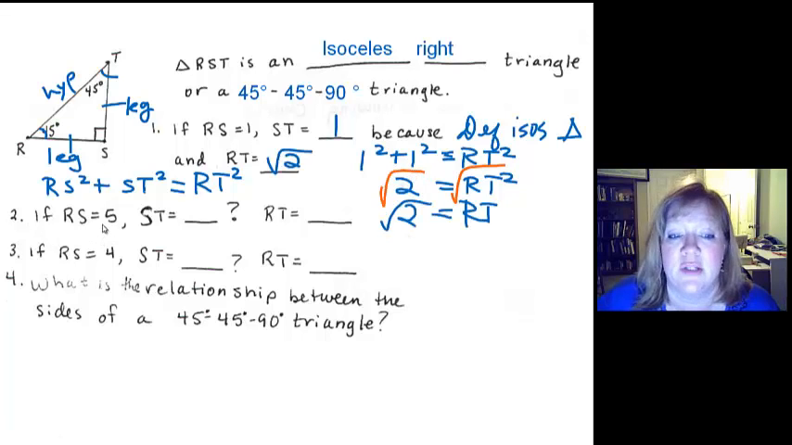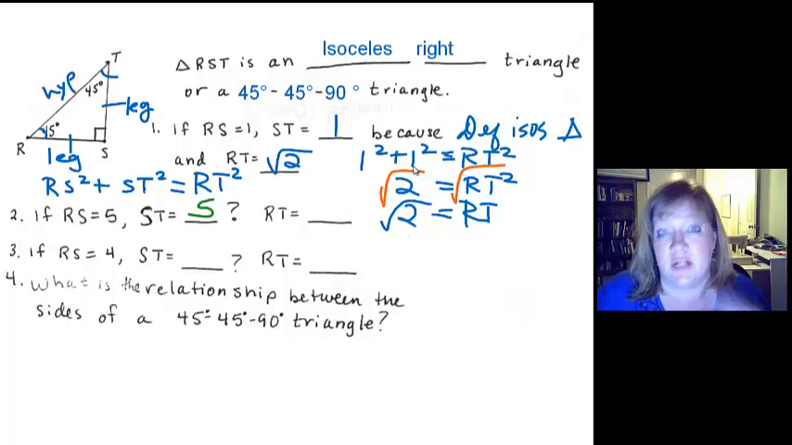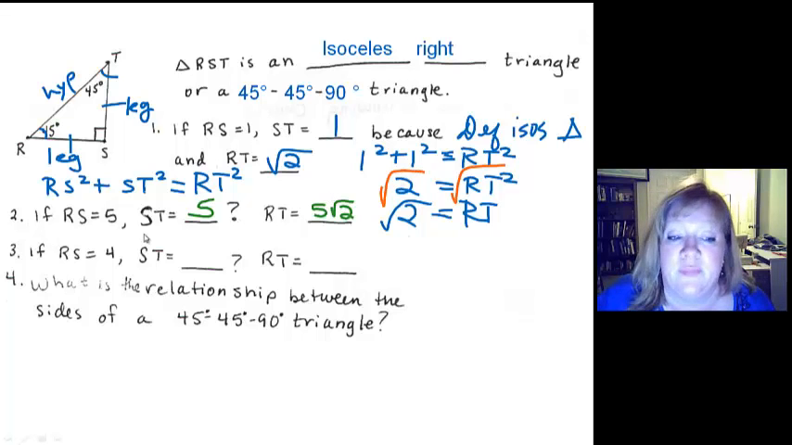Now, if RS is 5, similarly, ST is 5. If I do out the Pythagorean Theorem, just like I did here, I'd have 5 squared plus 5 squared equals RT squared. When I take the square root of that, I'd have the square root of 50, which is 5 square root of 2. With RS being 4, I'd have 4 squared plus 4 squared, which is 16 plus 16, which is 32, which is 16 times 2. So you'd end up with 4 square root of 2. Do you see the pattern? You've got the square root of 2 there for the hypotenuse.